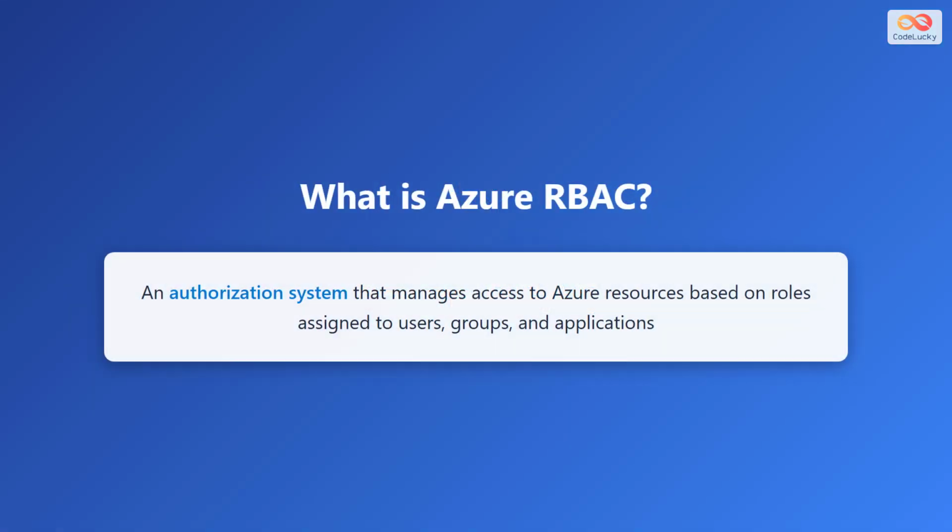Azure RBAC is an authorization system built on Azure Resource Manager that controls access to Azure resources. Think of it as a gatekeeper that determines who gets permission to do what in your Azure environment. Instead of giving everyone full access to everything, RBAC allows you to grant specific permissions based on roles. This means users, groups, and applications only get the access they need to perform their jobs, nothing more and nothing less.